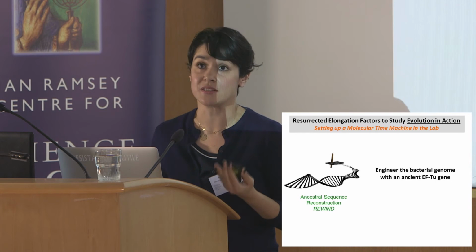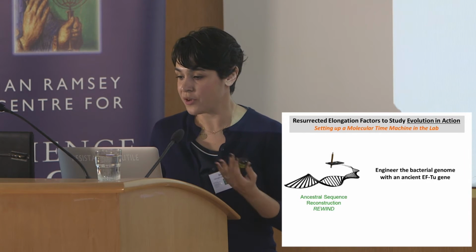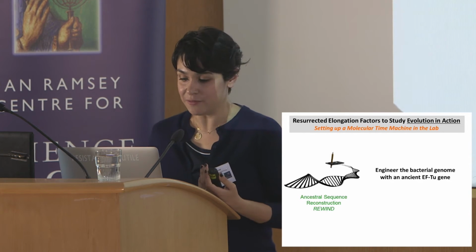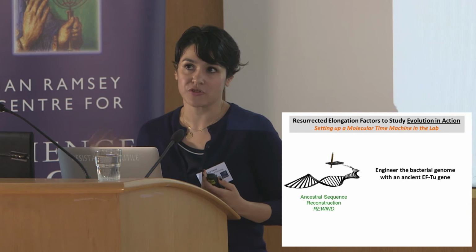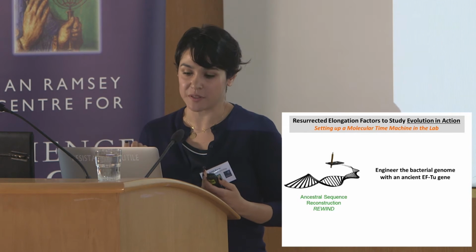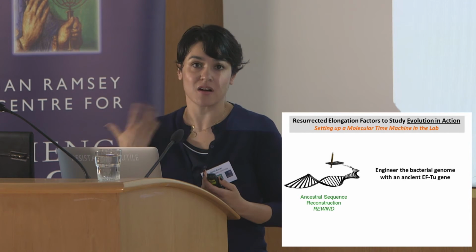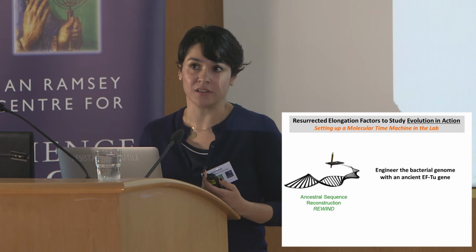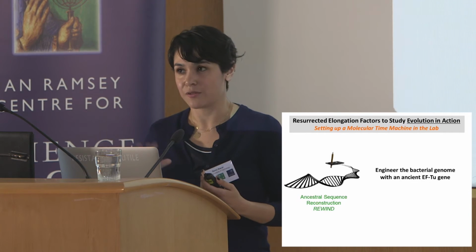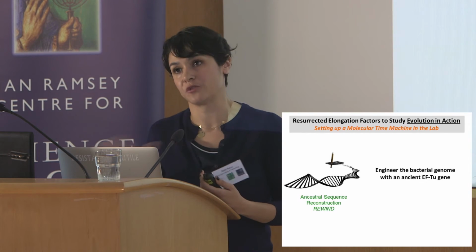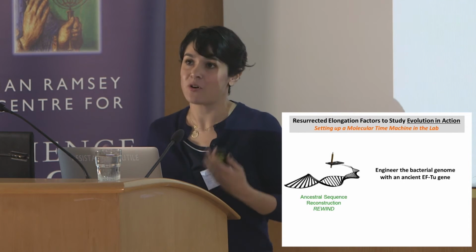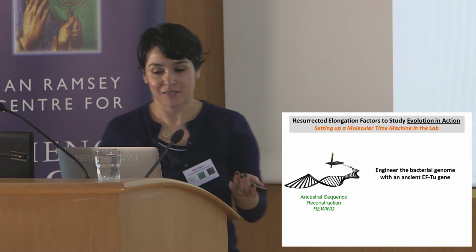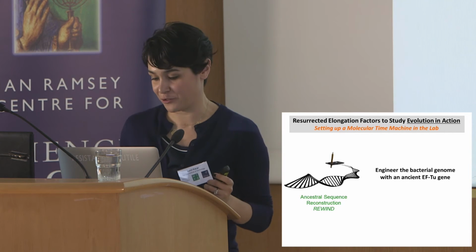And the next goal is to engineer the bacterial genome with an ancient elongation factor gene that will, as we hypothesized, put a stress on the bacteria in which we do this replacement, given that it has an altered temperature stability and altered function. I'm not showing the data for the function yet, but we also know that function-wise it's different than the modern protein. But it has to be viable because I'm a postdoc and I need a system that works.